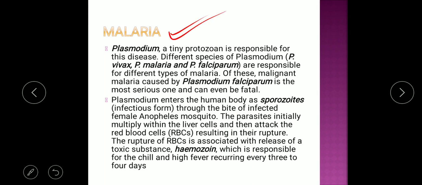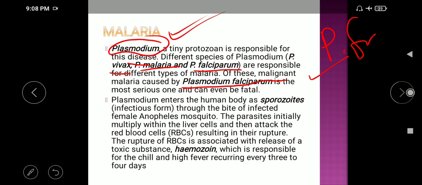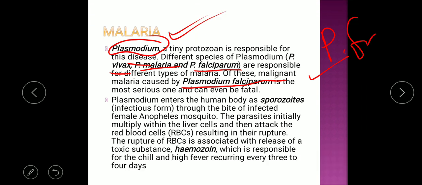Malaria is one of the most deadly diseases. Plasmodium is the protozoan that is responsible for the disease. There are different species of Plasmodium, like P. vivax, P. malariae, P. falciparum. These are the different species of the protozoa responsible for different types of malaria. Of these, the malignant malaria is caused by Plasmodium falciparum, shortly called PF. What does PF cause? It causes inflammation, that is, it affects the brain. That's why it can be fatal.